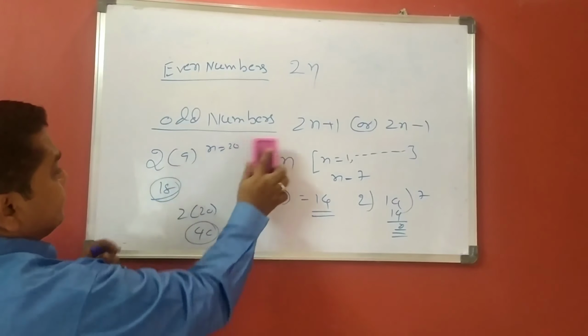How many prime numbers are below 100? 23. So we have to remember it. In many competitive exams, questions arise. These are the prime numbers below 100. How many prime numbers are there? 23 prime numbers are there. We have to remember it.